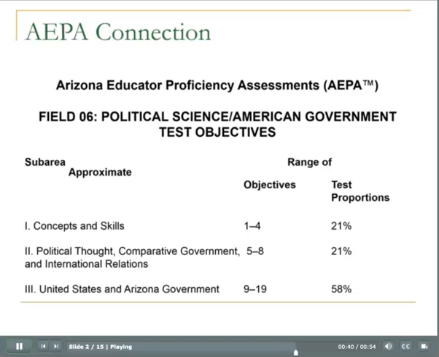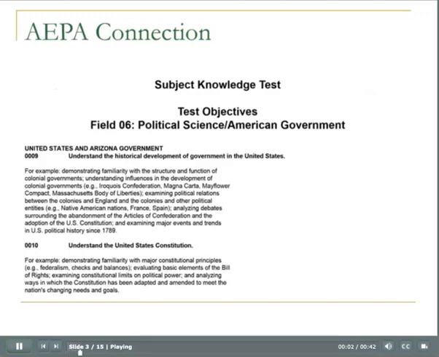But we will cover the AEPA objectives in the course of covering the material in this course so that you can become highly qualified and teach the subject that you're hoping to be able to teach. This course will cover Field 6 of the AEPA exam. Field 6 is the political science and American government section. In addition, it will also look at Strand 3 of the Arizona Social Studies Standard. Strand 3 is the civics and government section.